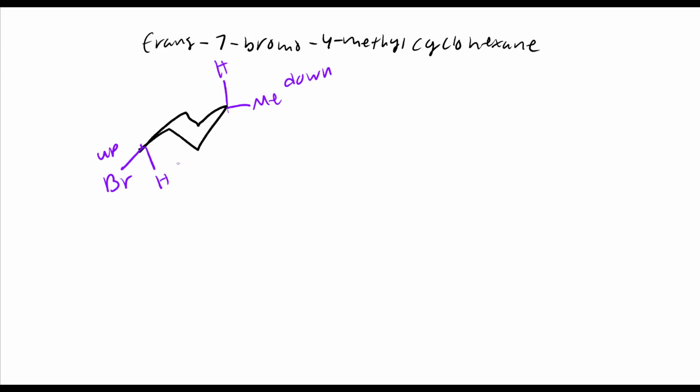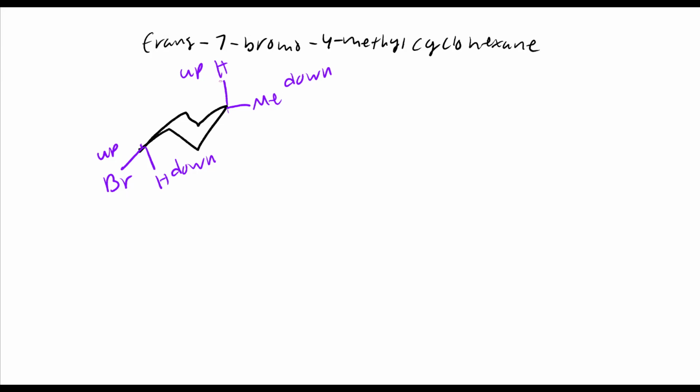So this is down, and this is going to be up. So yeah, the bromine is upwards and then the methyl is downwards. They are trans. They are in different directions. Bromine is up, methyl is down. That is trans. If I wanted cis, cis is not going to be as stable because we're going to have the methyl on the axial position, and that decreases stability, so the trans would be a better option.